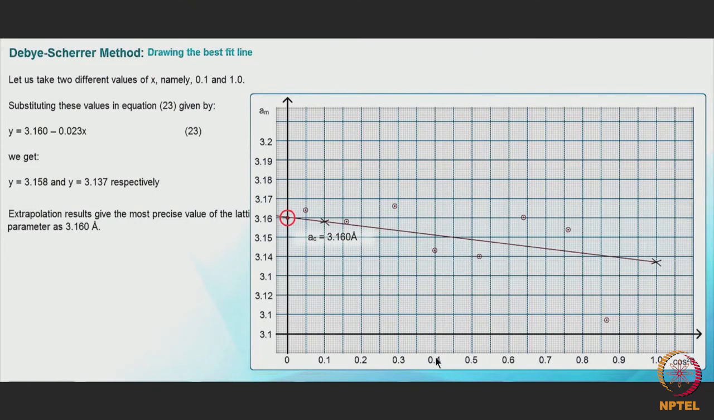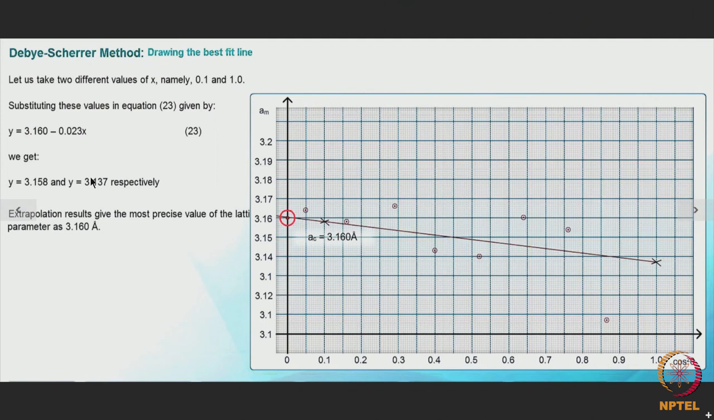Now, let us take two different values of x, namely 0.1 and 1.0. Now, if we substitute these values in equation 23, which is given by y is equal to 3.160 minus 0.023 x, we get y is equal to 3.158 and y is equal to 3.137 respectively. So, for x equal to 0.1, y has this value, and for x equal to 1, y has this value.